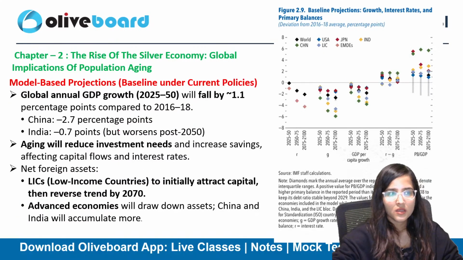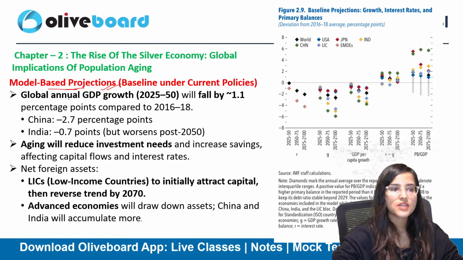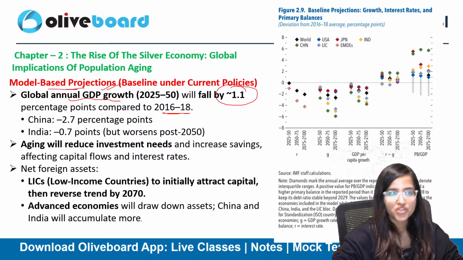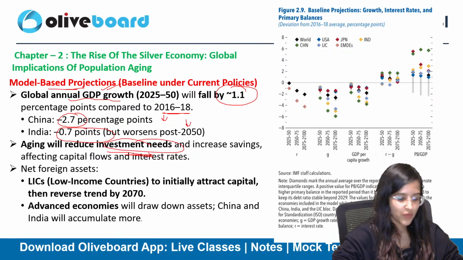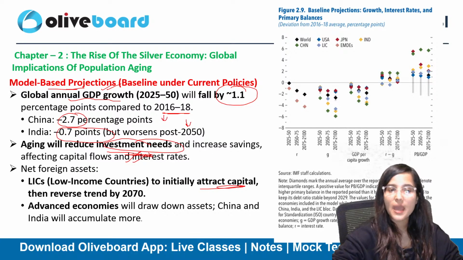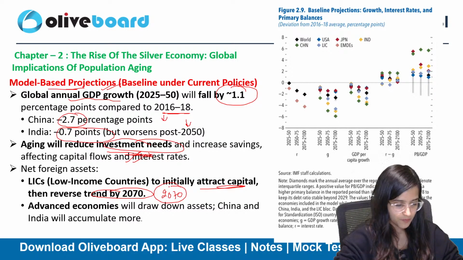Then if we talk about model based projections, अगर हम projections की बात करें, then global annual GDP growth will fall by 1.1 percentage points as compared to 2016 to 18. China 2.7 percentage points say it is going to slow down. India 0.7 percentage points say it is going to slow down. Aging investment needs, I told you that whenever you age more, you stop investing. Investment कम हो जाती है. Then low income countries initially attract capital, then reverse trend by 2070 के बाद तक जो capital है वो reverse होने लगेगा.